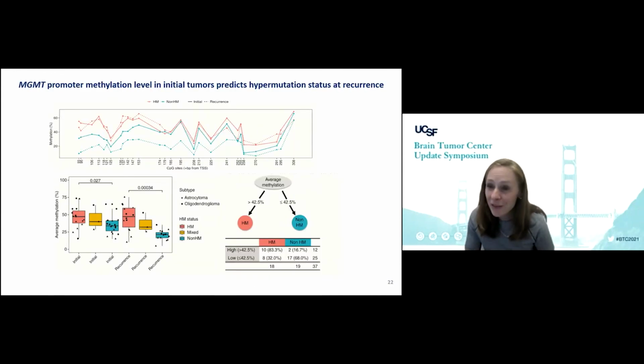But the one thing that we did find that was predictive of the development of hypermutation was actually MGMT promoter methylation. So Joe's group did a beautiful study looking at 17 different CpG sites on the MGMT promoter in the initial tumor specimen. And they found that if you were methylated, you were much more likely to go on to become hypermutated at recurrence. Patients that became hypermutated had higher levels of methylation at almost every single one of those CpG sites. And they could actually create a cutoff: 42.5% methylation of the MGMT promoter predicted that you would become hypermutated.